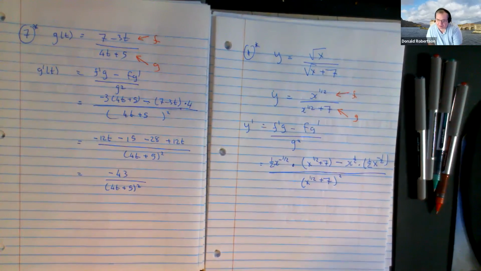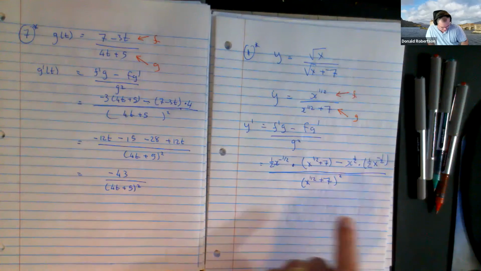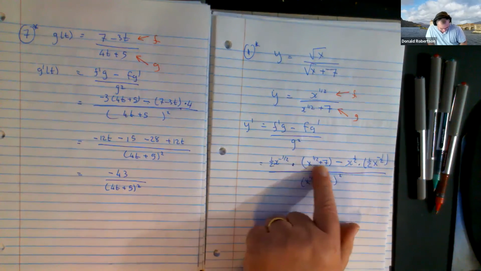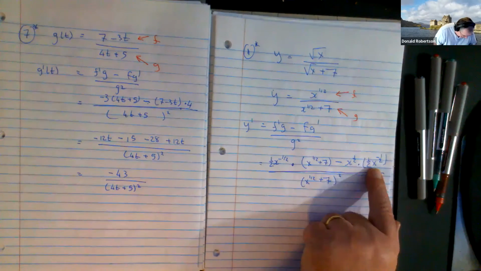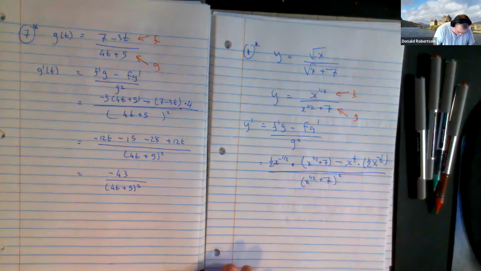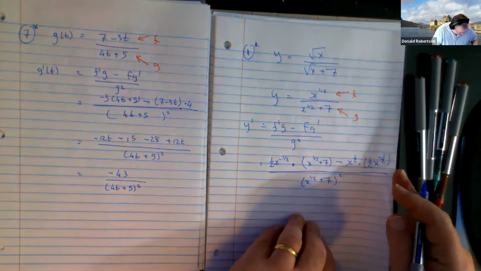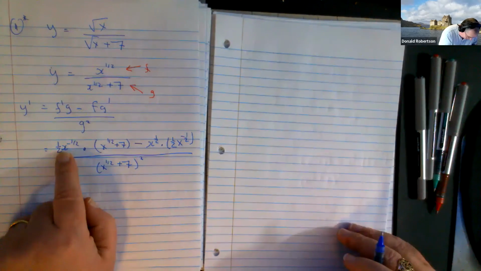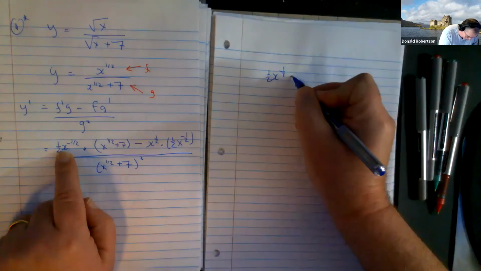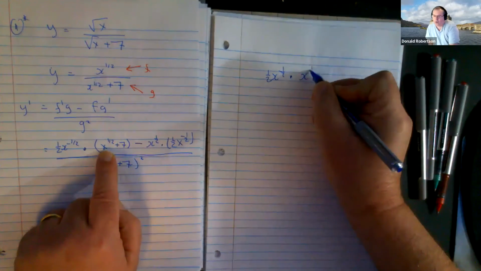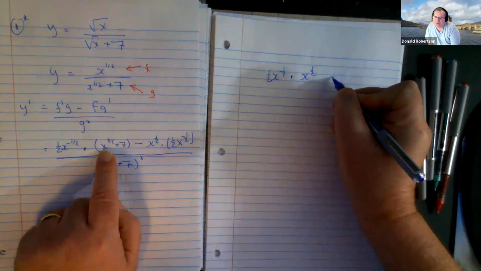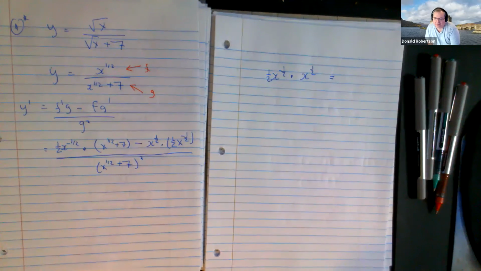Now, style points, make it look pretty. Well, I'm going to essentially distribute these two, take away, distribute this thing. And that leads us to a very interesting multiplication. When you multiply 1/2 x to the negative half with x to the positive half, what do you get? It might be a surprise, but what do you get?